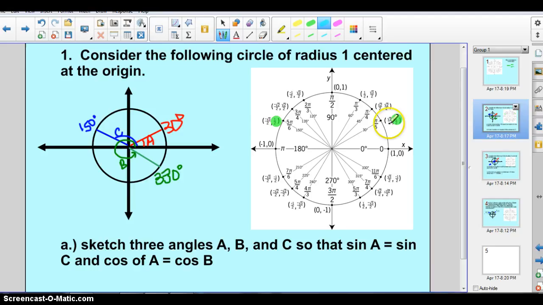Now, if we look at the next part of this problem, it says also label another angle so that cosine of A, the blue highlighted one is cosine of A, and cosine of B, B is down here, end up being the same angle measurement or the same value. So we see that we get the same value with both of those.